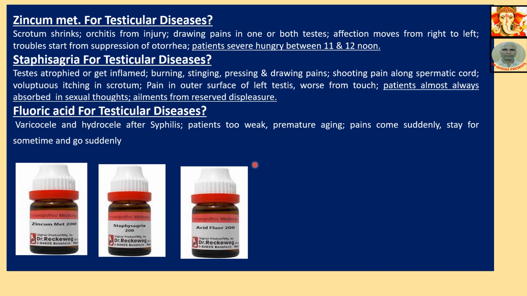Fluoric acid for testicular disease. Varicocele and hydrocele. Note this thing. Varicocele, hydrocele after syphilis. Patient too weak, premature aging. Pains come suddenly and stay sometime, go suddenly. The last line is general symptoms.